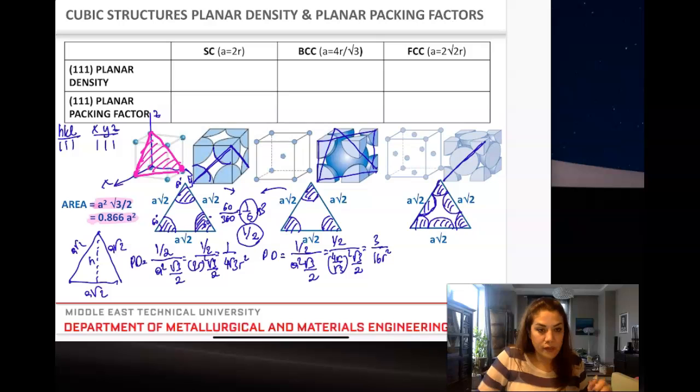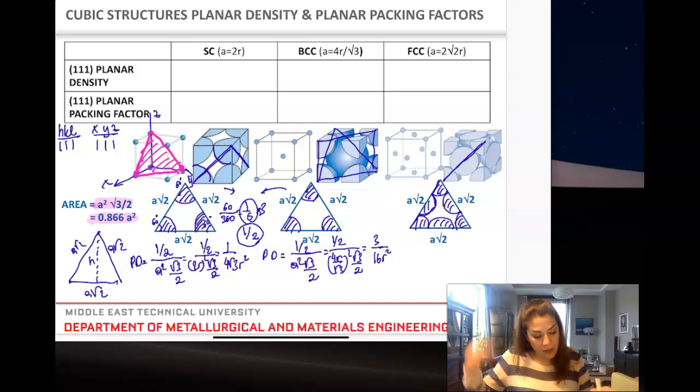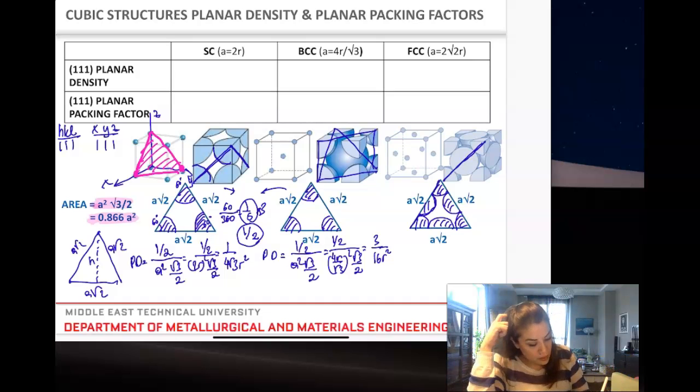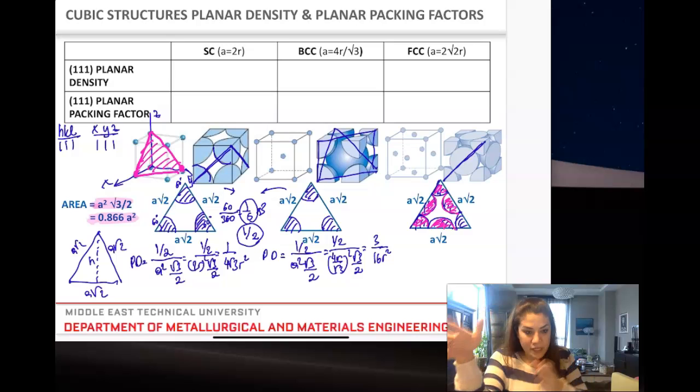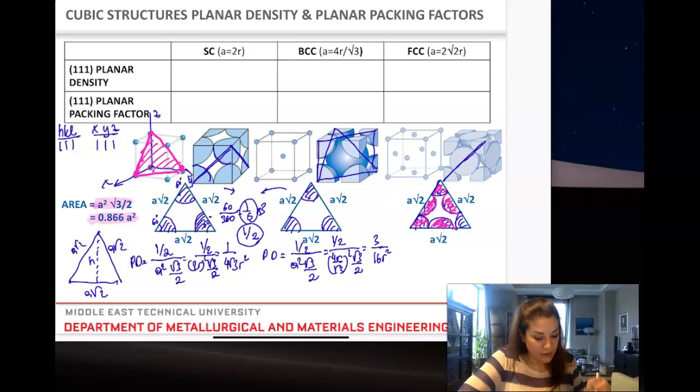In the case of FCC 111 plane, how many atoms do I have? Let's calculate that first. I have half atoms on the edges. So there is one and a half atom, right? Half makes one atom, one other half, one and a half atom. And the corners, just like BCC or simple cube, another half atom. So there are two atoms.